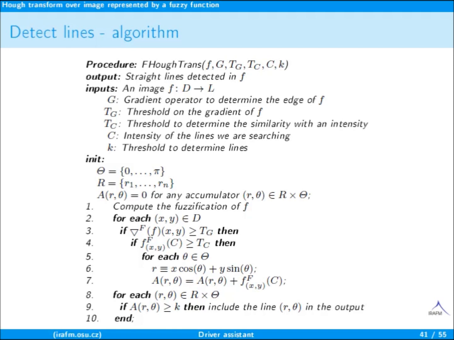So you can see that the difference to the standard algorithm is in the first step, where we create the fuzzified image. Then in the third and fourth step, where we work with our structure, and finally in the seventh step, where we increment the accumulator by the membership degree.